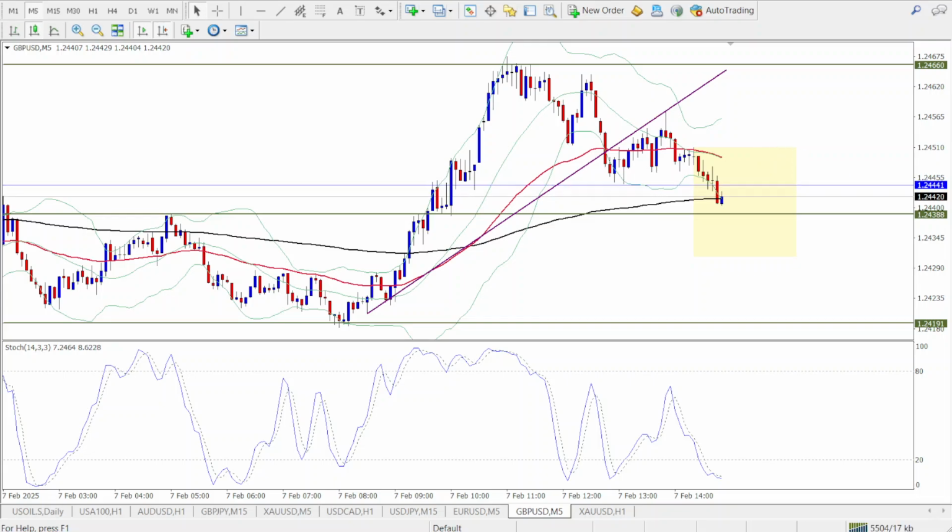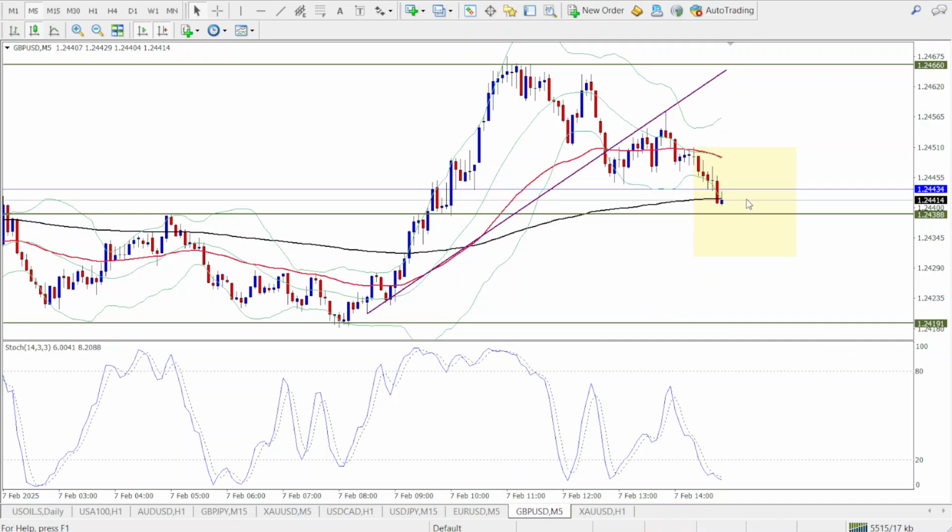Then after that, it's important, after you have waited for a pullback around the moving average or strong support or resistance zones, and then perhaps you have the price touch the Bollinger Band, maybe the lower Bollinger Band in a buy trend, and you see a rejection, a bullish pattern forming, it could be a good time to enter a buy.